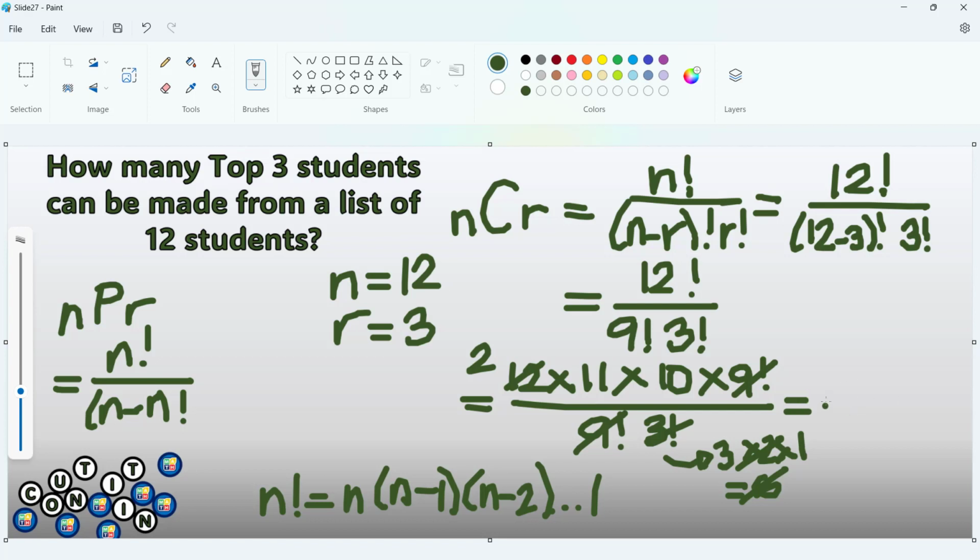I have here 220 possible top 3 from a list of 12 students. This is the number of combinations for this problem.